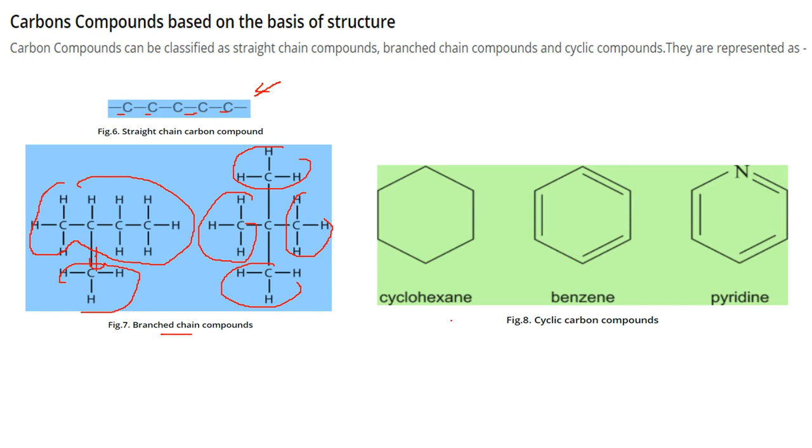And in this case, it is making a cycle. So if we start from here, we will come to the same point again. So it's a kind of cyclic compound: cyclohexane, benzene, pyridine. These 2 lines mean double bond. This means nitrogen is there.